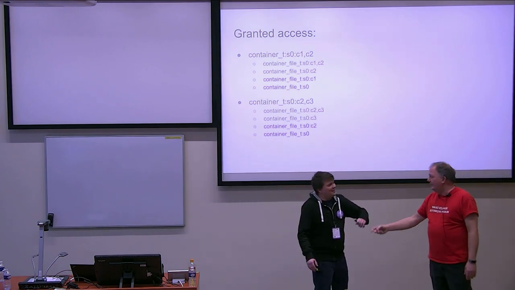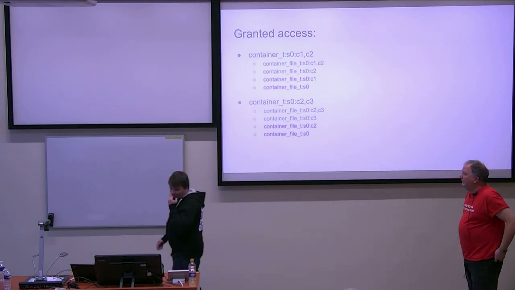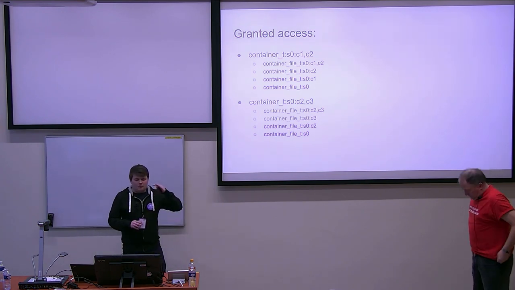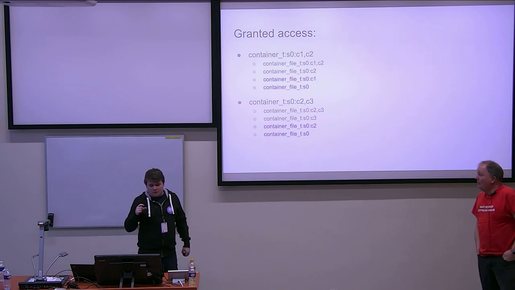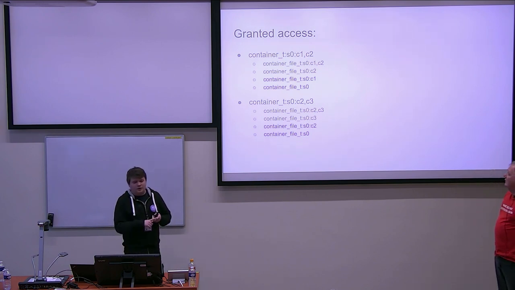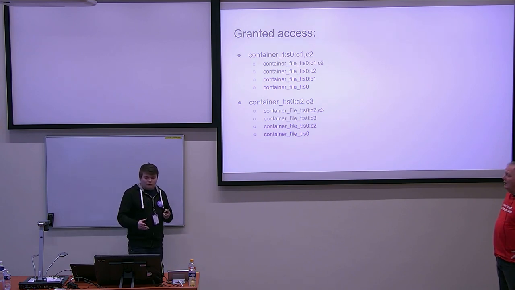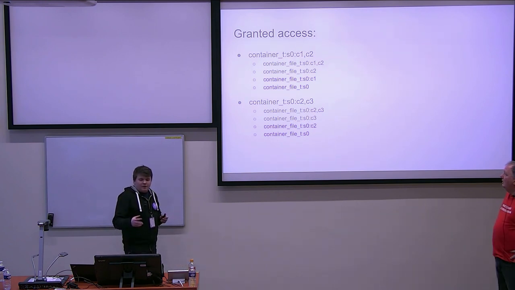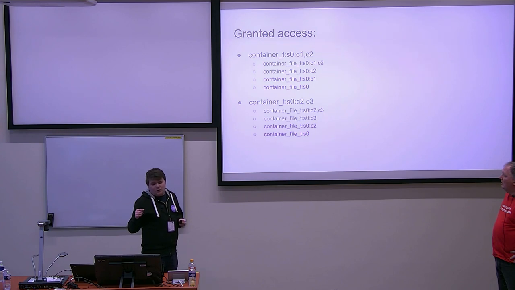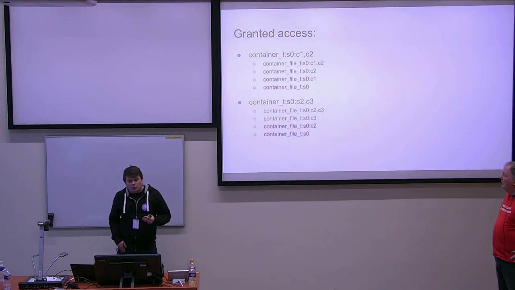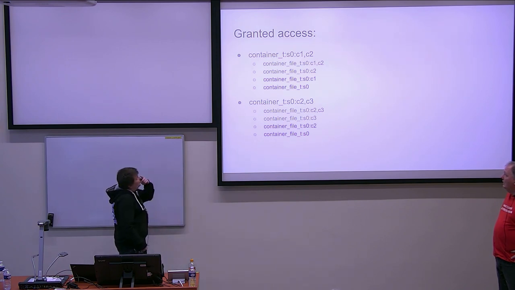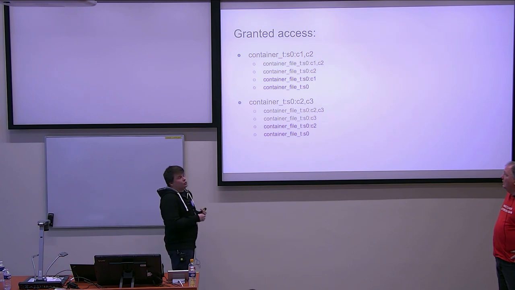Can I? Yes. Okay, so let's talk about the MCS, and let's look at how it works, specifically with the categories. So let's say we have two containers, and as we can see, both containers have the same SELinux type, which is container_t. But these containers have different categories. The first one has C1 and C2. And in the bullets here, we have four objects which are labeled as container_file_t, which let's say are kind of files on the system.